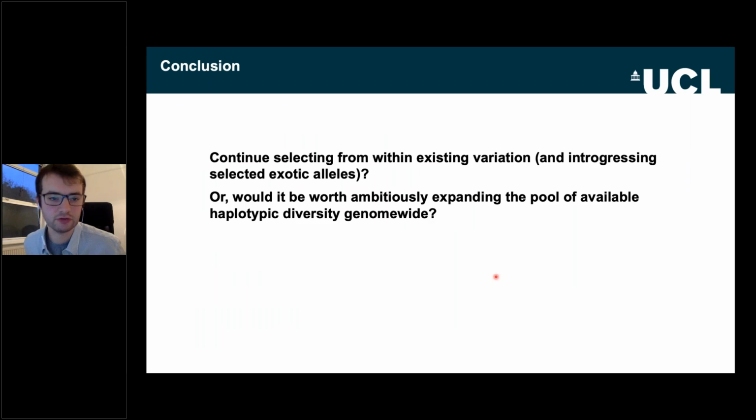So these results make us ask the question whether we should use a strategy where we are selecting from within this pool of genetic variation, while also targeting particular alleles or lines to introgress from more exotic or different germplasm. Or would the best long-term strategy be to expand the segregating haplotypic diversity genome-wide, or would that simply prove counterproductive? So that's obviously a big and difficult question, and possibly also a bit above my pay grade and speciality. But I wanted to include that as some food for thought in light of the results that we have.